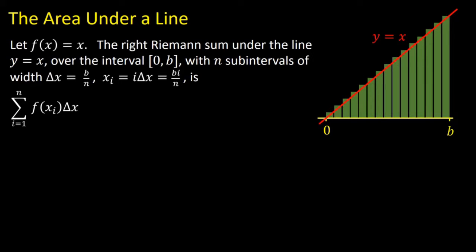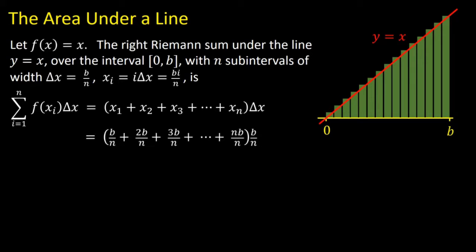So here is the right Riemann sum. It's simply the sum of the xi's times delta x, which is this expression after we substitute in our delta x and our xi's. Now we can factor out b squared over n squared. What's left is 1 plus 2 plus 3 plus ... plus n.